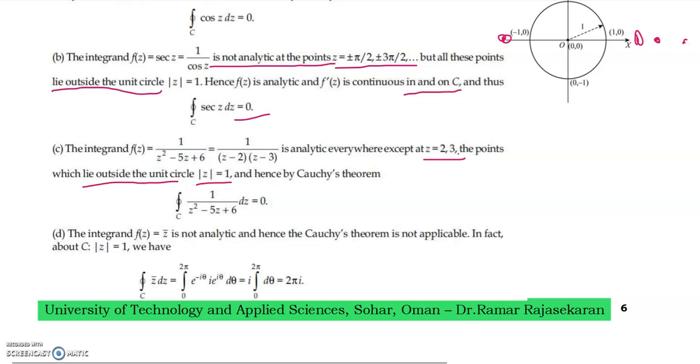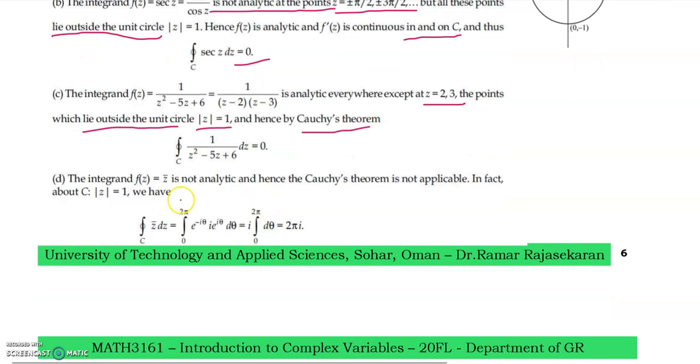So now we are sure we can use Cauchy's theorem. That's why the integral over C of 1 by z squared minus 5z plus 6 dz is equal to 0. Now see the last question. What is the integrand given in the last question? f of z equal to z bar.